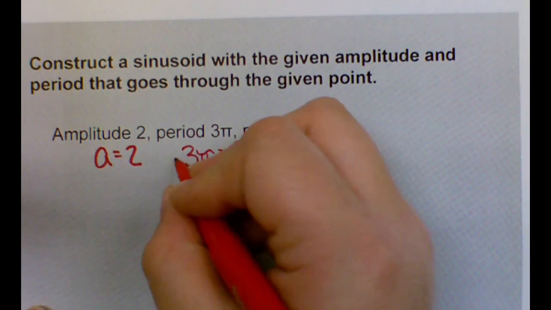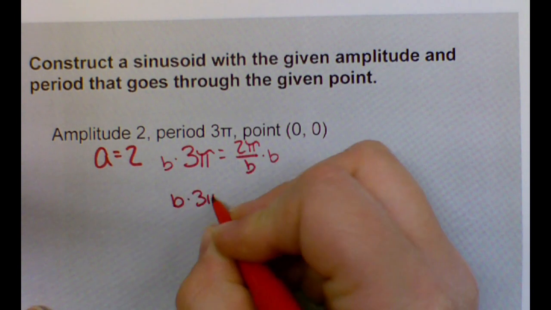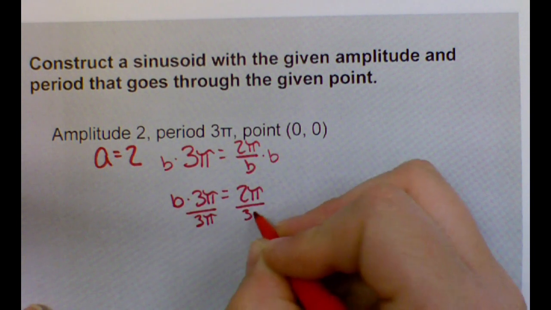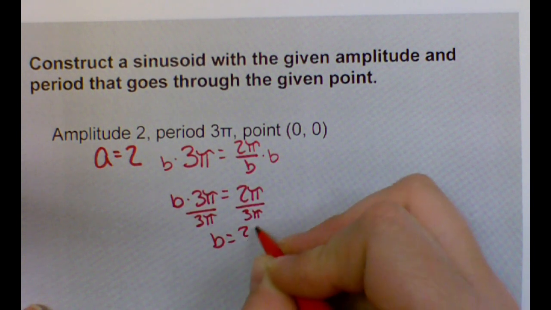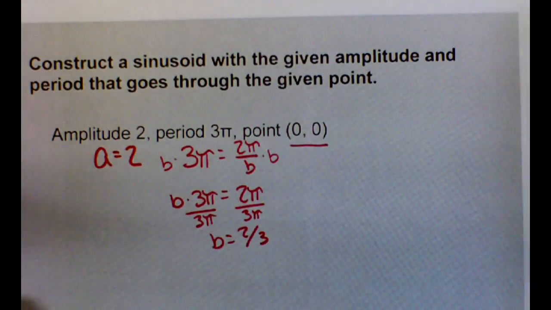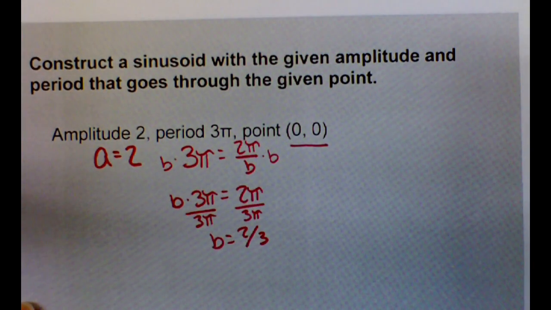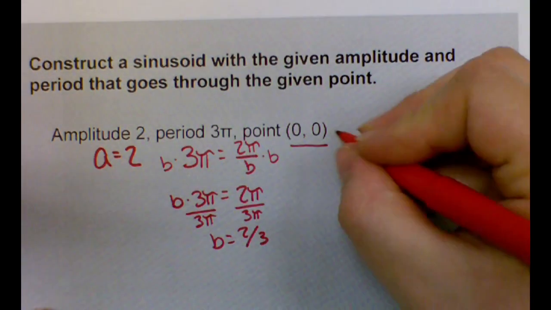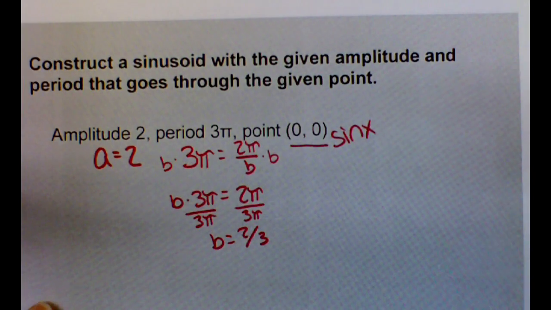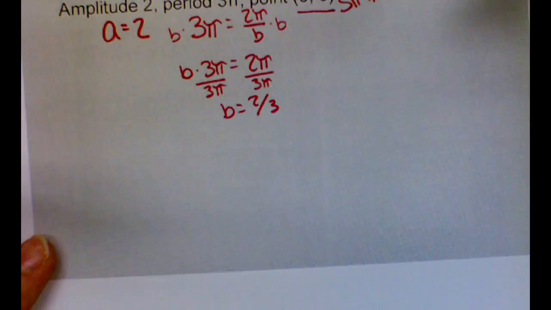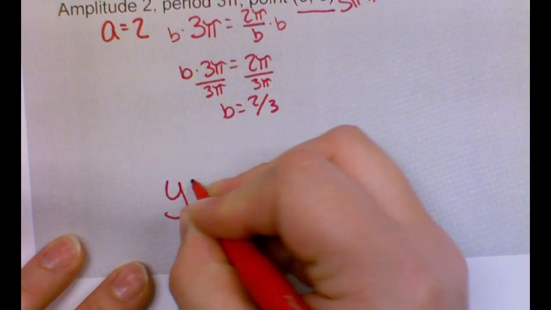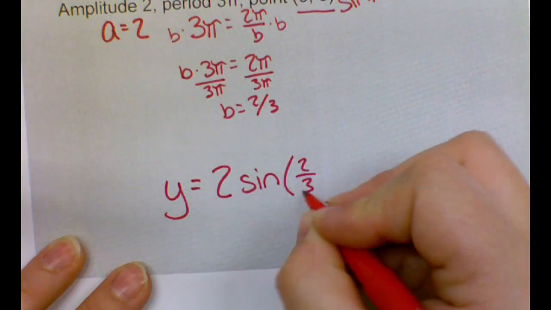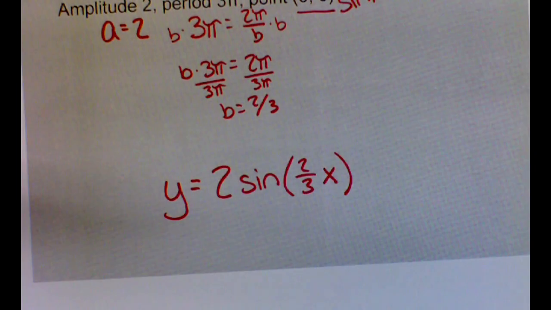I multiply my B over. B times 3 pi equals 2 pi. Divide by 3 pi. B is 2/3. And then this point, 0, 0. There are many, many correct answers to this. I personally say 0, 0, well, that tells me I should use sine, because 0, 0 is on the graph of sine usually. So we just plug in y equals, our A value is 2, sine of 2/3 x. And there we go, that one works.